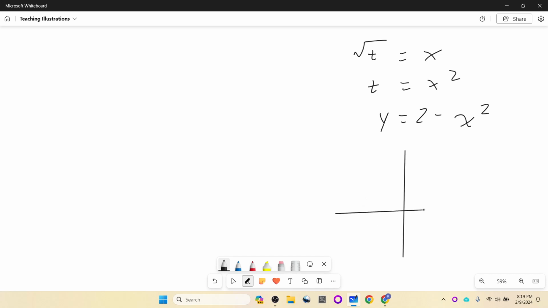Now we could deparameterize this if you want to get an idea of what the shape is. Square root of t equals x, so t is x squared, and then y is 2 minus x squared. So in fact, we know what the general shape is already. It's going to be a downward facing parabola.